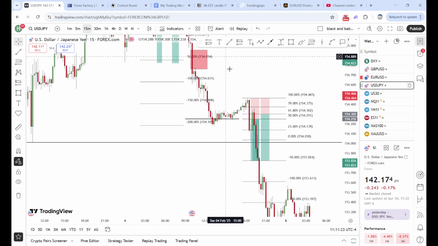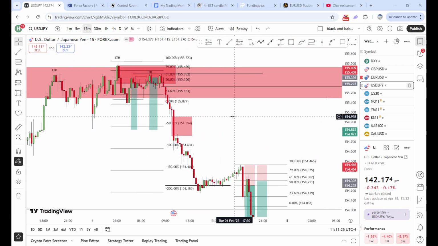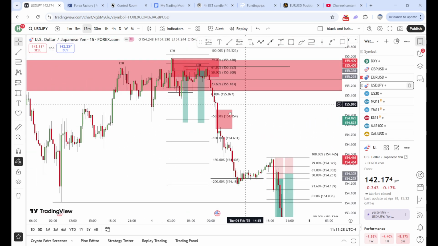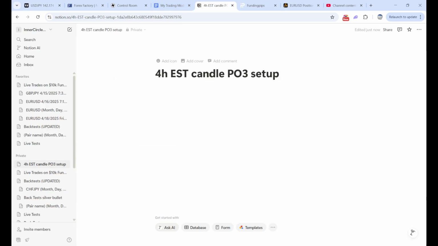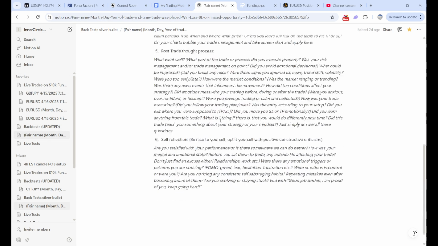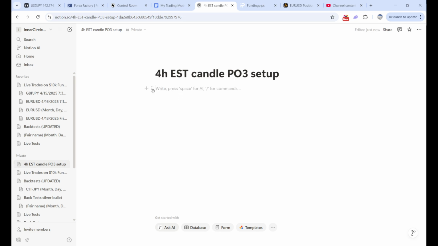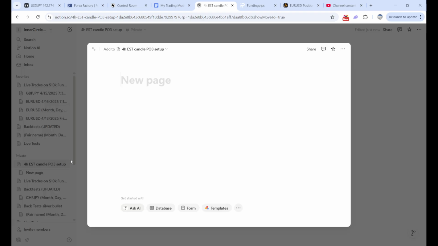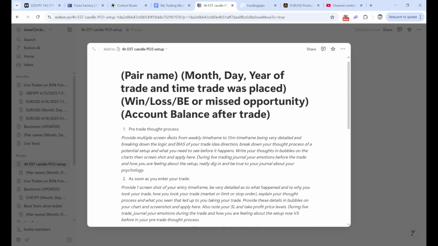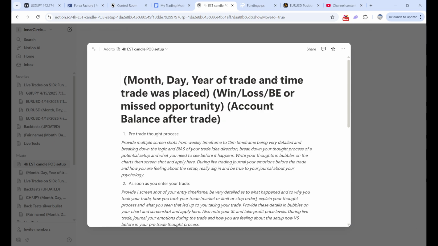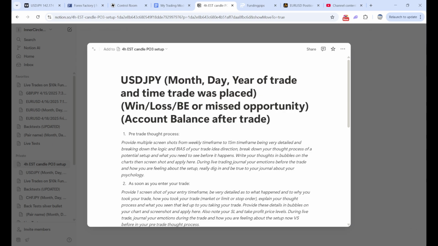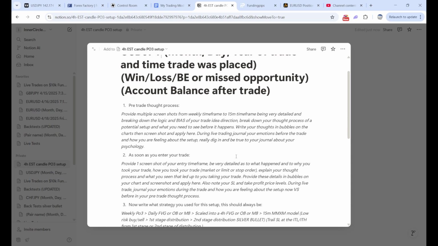And what you would want to do is journal this. The way that I journal it is I have my journaling template right here, and I will just copy it. Boom, copy. And I'm going to add a page inside of here and paste it, right? And so pair name: USD JPY, and then I'll fill all of this out.